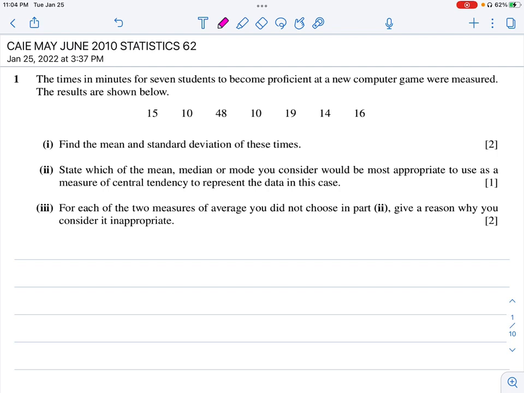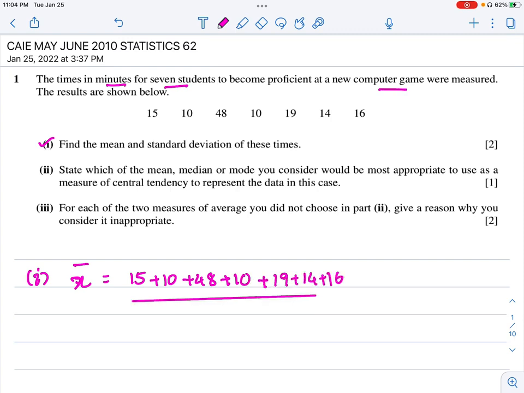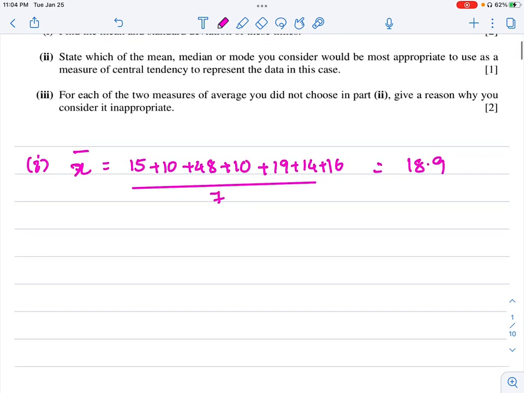The first question: the times in minutes of 7 students, n is equal to 7, to become proficient at a new computer game are measured as follows. Find the mean and the standard deviation. The first part, mean. So what are we going to do for finding the mean? Just add all and divide by 7. So I'm adding 48 and 10, then 19, then 14 and 16, divided by 7. Do by calculator, this should be giving you the answer 18.9.